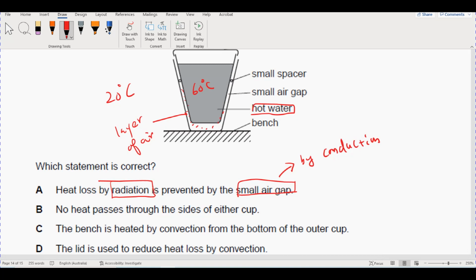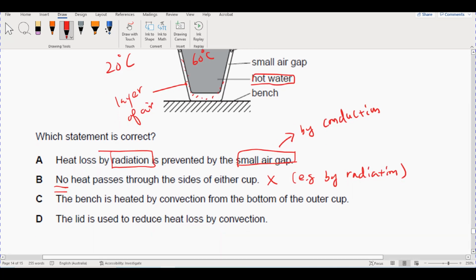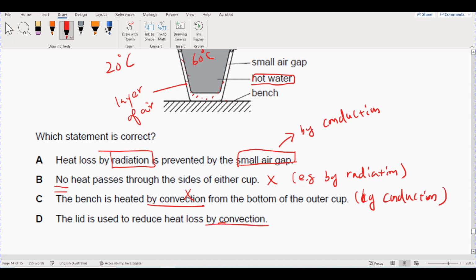No heat passes through the side of either cup. That's too extreme. There's still some heat, for example by radiation, and you can't prevent radiation. It always happens. The bench is heated by convection. No, the bench is in touch with the outer cup, so it's not convection. It should be conduction, because it's in touch with the outer cup.